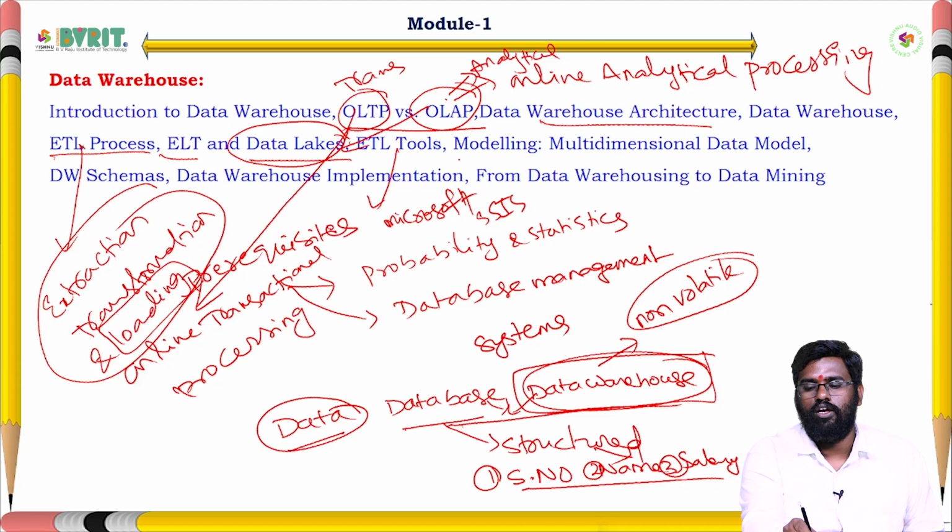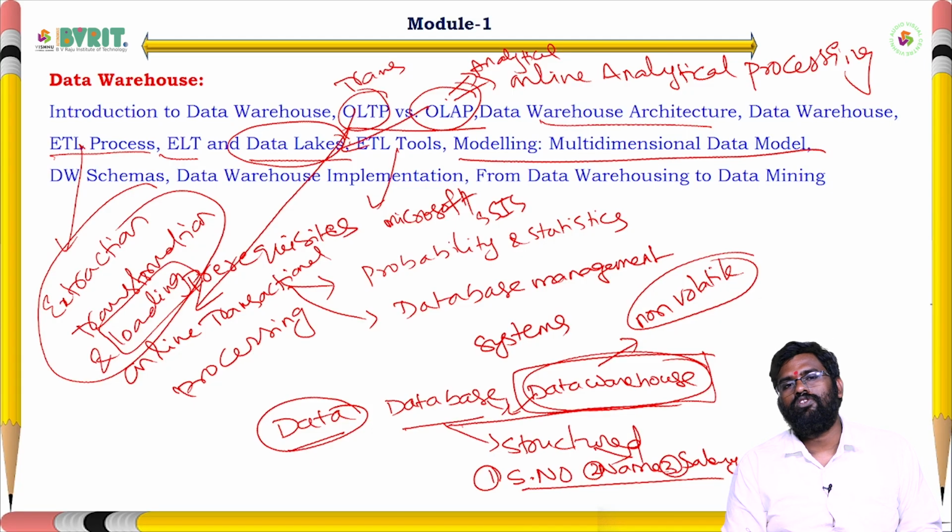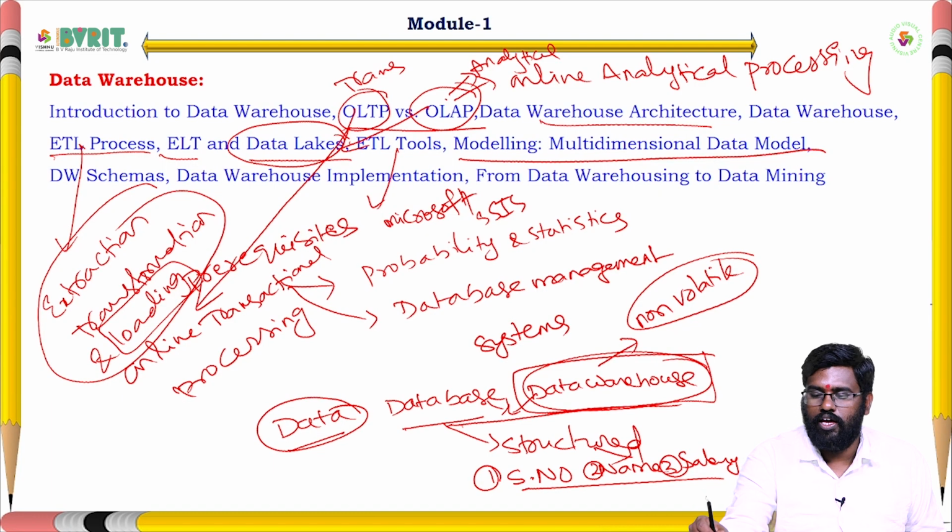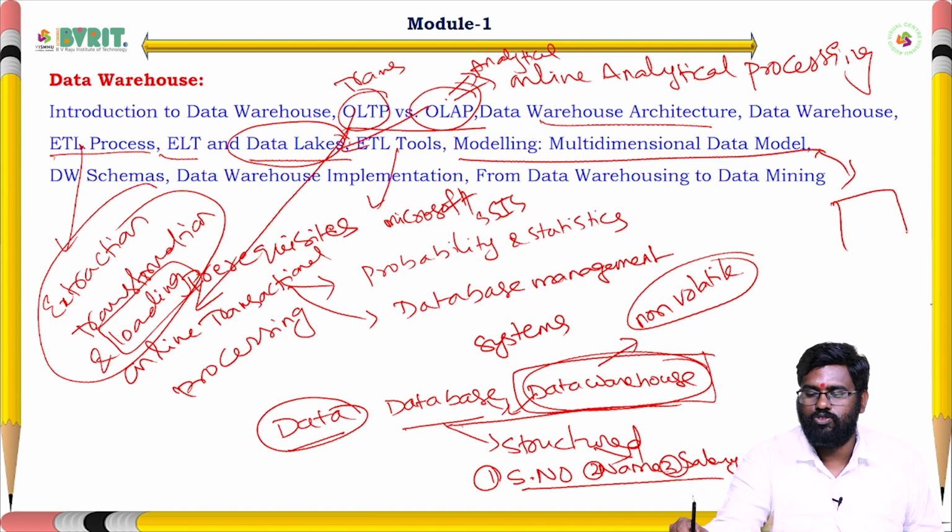So, modeling in the multidimensional model. The main advantage in the data warehouse is that it is multidimensional. We have to model the multidimensional data. Multidimensional data means it is used to show the data in the form of more than one dimension. Let me show you with an example. This is one dimension. Next, this is another dimension. Next, this is another dimension.